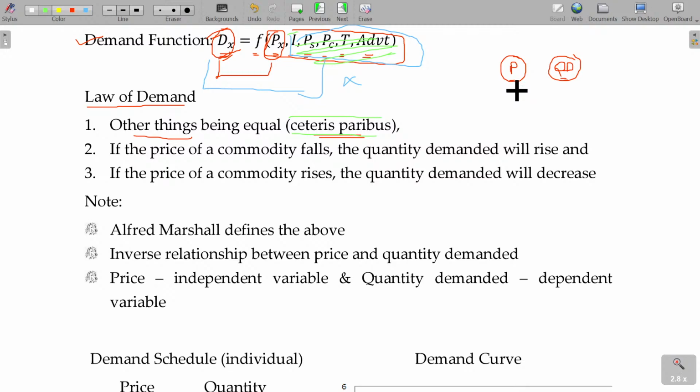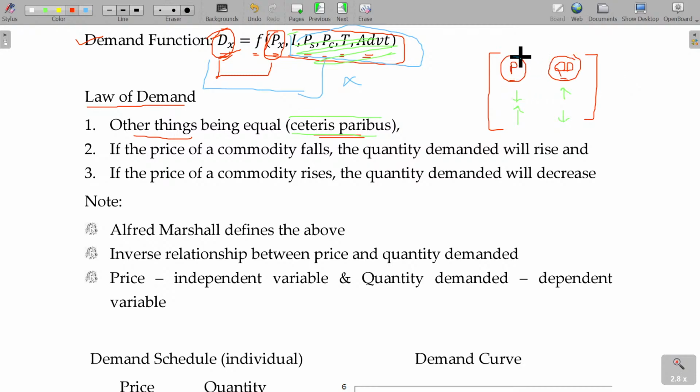If the price of the commodity falls, the quantity demanded will increase. Is that okay? In a vice versa case, if the price of the commodity increases, quantity demanded will decrease. So these are the two terms you have to understand. This is called the law of demand. Very simple. You can keep this point in your mind: ceteris paribus and the link between price and quantity demanded. How is the relationship? Inversely related.